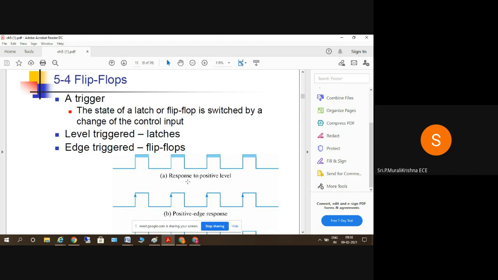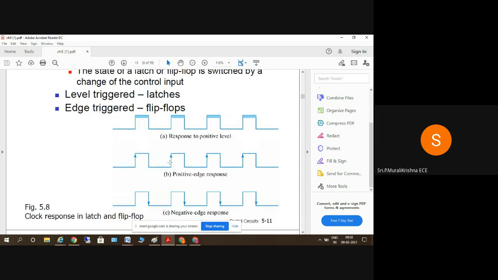The latches we discussed earlier are level triggered, and the flip flops we are going to discuss right now are edge triggered. You can see these are the pulses here. Coming to the pulses, we have two responses, the positive edge response and the negative edge response. Some flip flops are responsive to the positive edge, and other flip flops may be responsive to the negative edge.